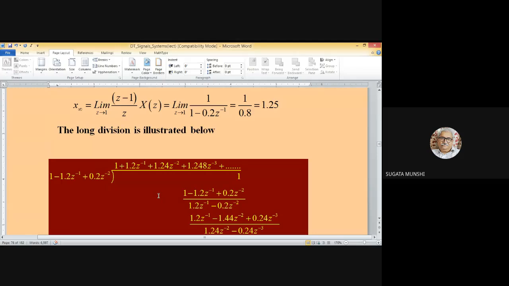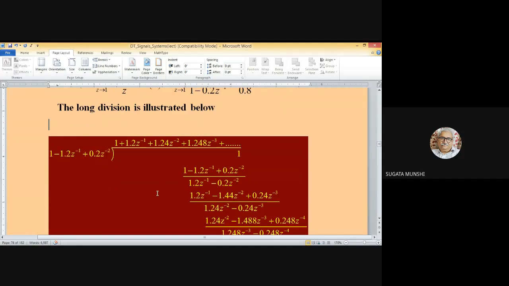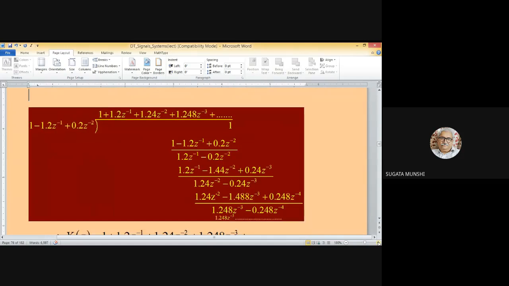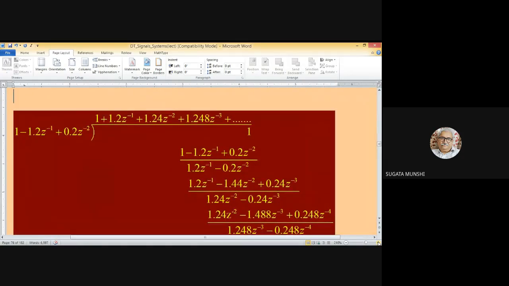Now I'm showing this long division. I'm not sure whether this is visible or not. Is it visible now? Legible, rather. Yes.